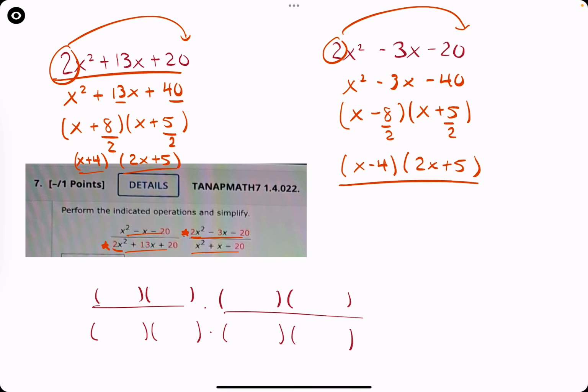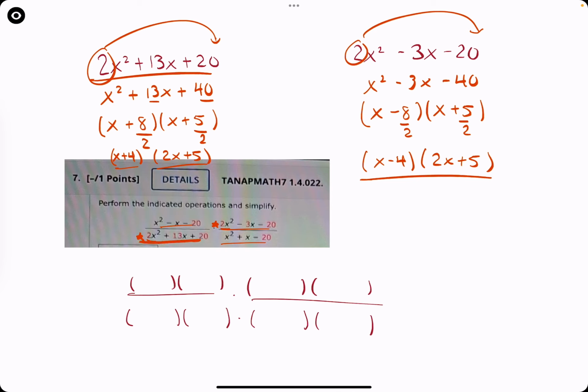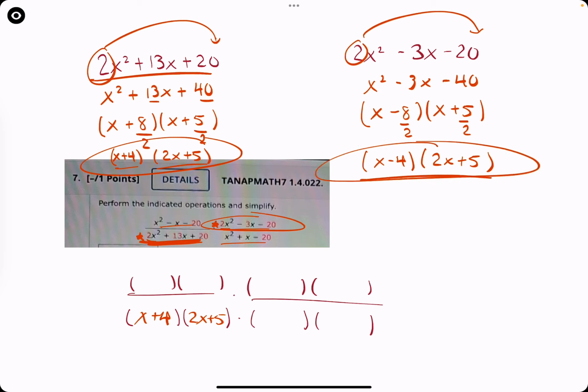So now we have our two factors. What did these match up to? This one was this one, so we can fill in our factors here: x plus 4, 2x plus 5. And then this one was these factors here, so we have x minus 4 and 2x plus 5.